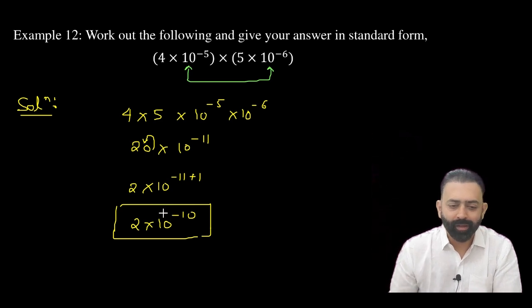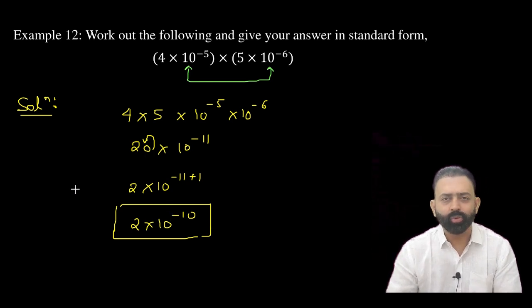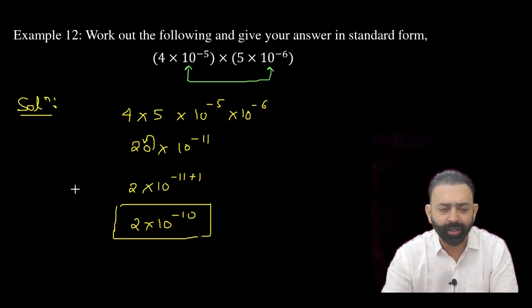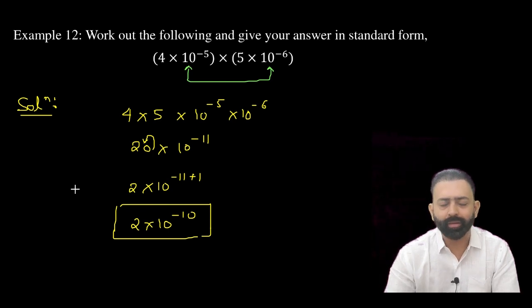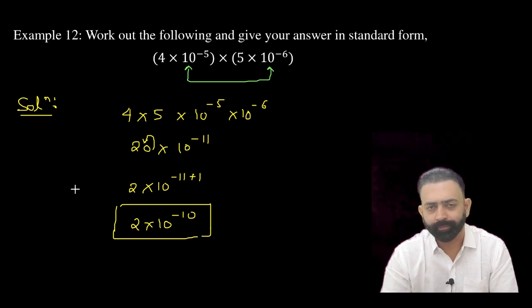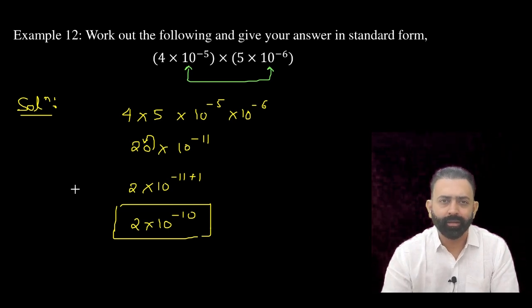Okay, so I think there is no need to do some more questions as far as standard form is concerned. This is, I think, enough in order to make the concepts clear, how to write a big number, small number, or some combination of numbers in the standard form. Okay, thank you.